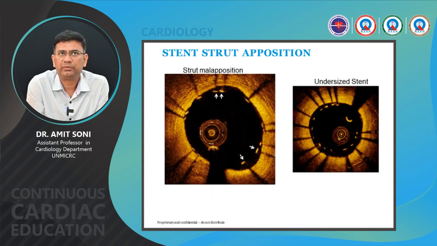Stent apposition. You can see on the left side of the picture shows a stent malapposition, and the right side of the picture shows undersized stenting. So there is a gap between the intima and the stent in the undersized stent, and there are a few stent struts not well apposed on the left side of the picture. So that is suggestive of stent malapposition.